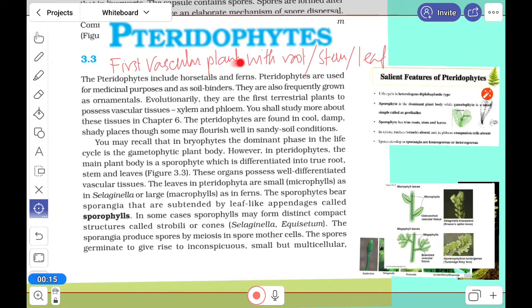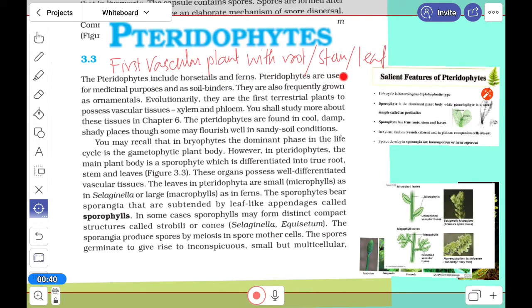It is the first vascular plant with true root, true stem, and true leaf. Root, stem, and leaf are available, and it is a vascular plant. What is the meaning of vascular plant? It means the conducting tissues are there, meaning xylem and phloem are present. So pteridophytes include horsetails and ferns.